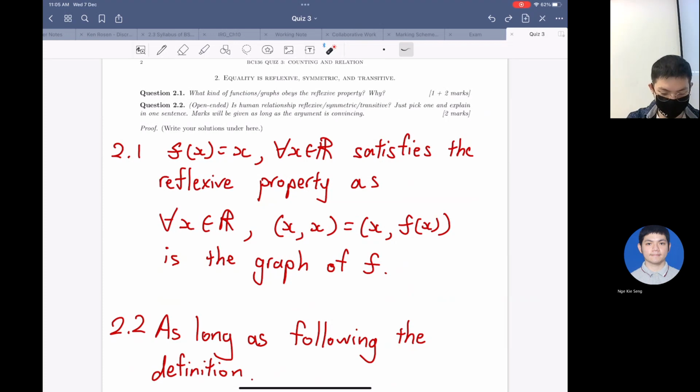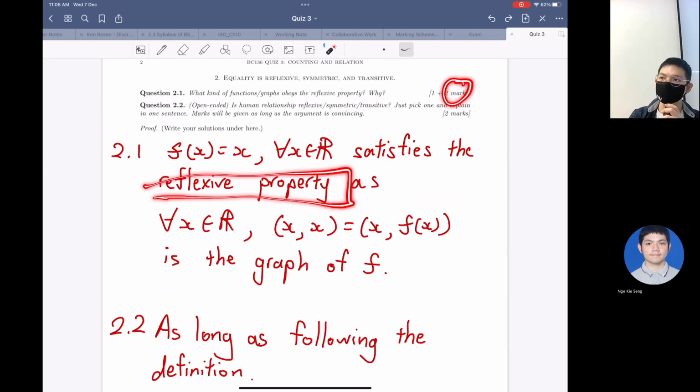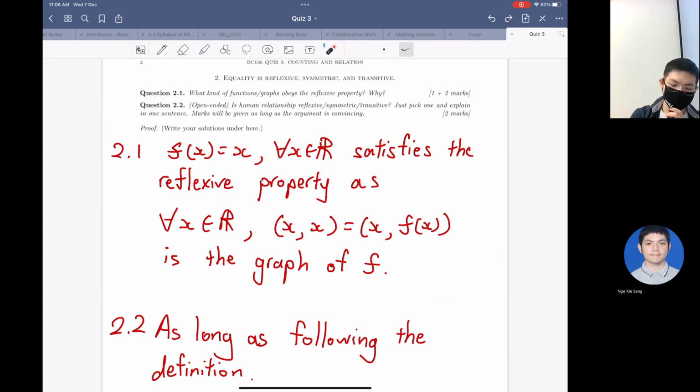So what is the reflexive property? How to earn these 2 marks here? First you need to tell me what the reflexive property is. Reflexive property is, for all x in the set, x has to be in the relation. But your relation is (x, f(x)). So that means (x, f(x)) is in the relation. So these two are equal. That means f(x) has to be equal to x.